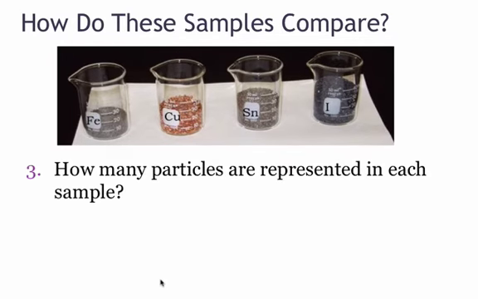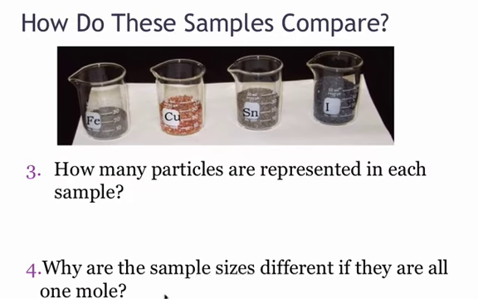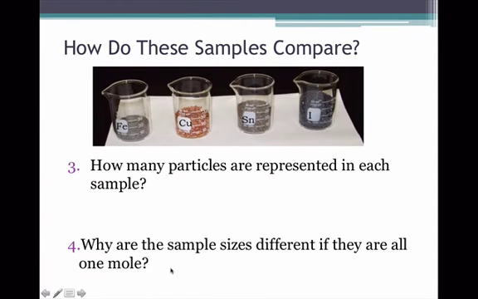How many particles are represented in each sample? And we just said that. It's 6.02 times 10 to the 23rd. And then why are the sample sizes different if they are all 1 mole? Well, we know that if we looked at copper on the periodic table, copper is element 29.